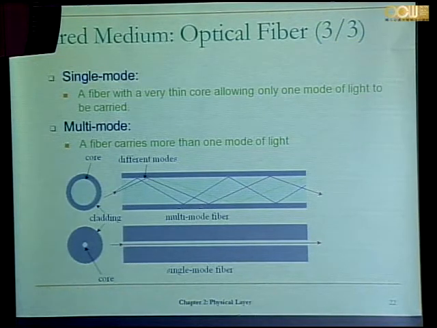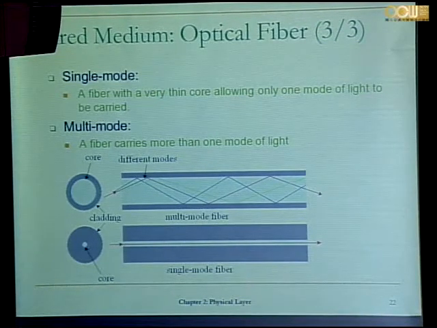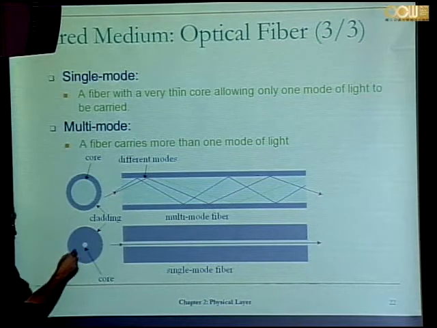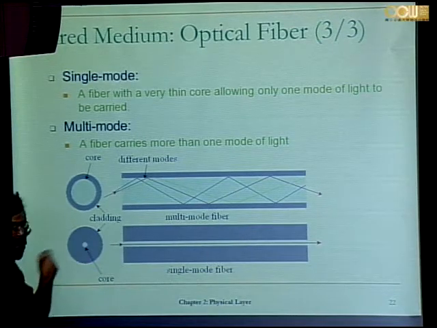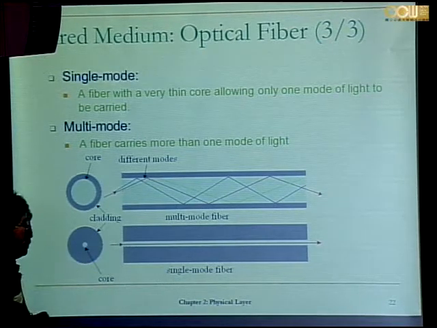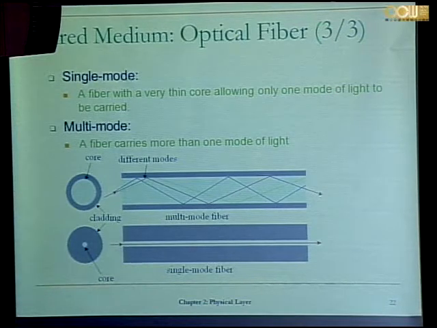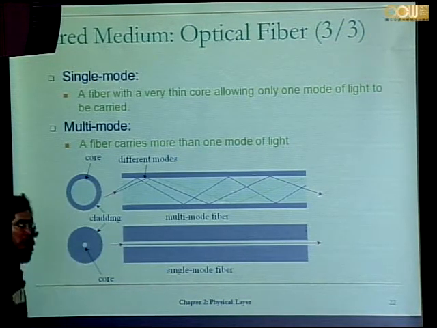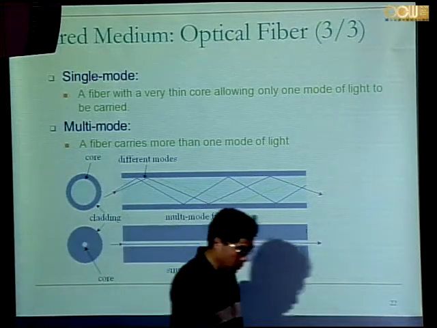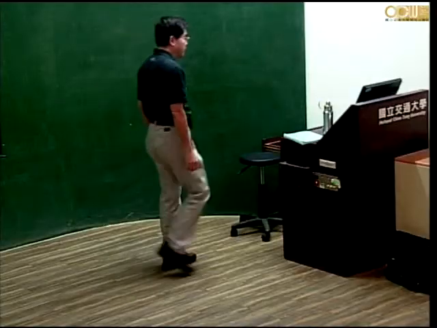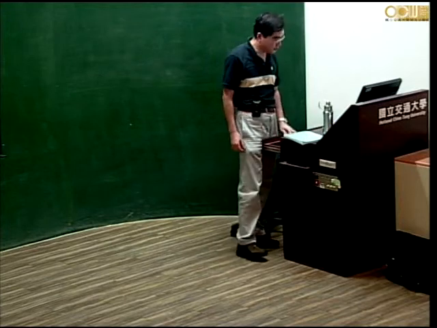And of course, single mode fiber is better but more expensive, because in order to manufacture the fiber with a very thin core, it takes better manufacturing skill and also the material. So it's much more difficult to produce the single mode fiber, and they are more expensive.